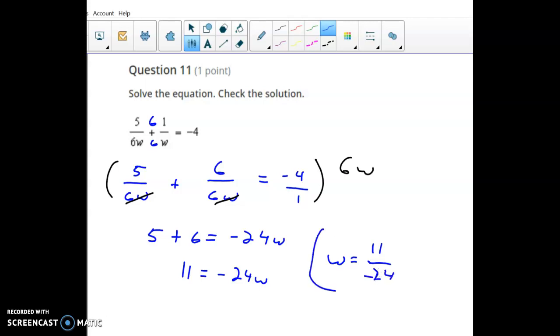I don't think that reduces at all. So that would be our answer for W on number 11. All right, hopefully that helps.